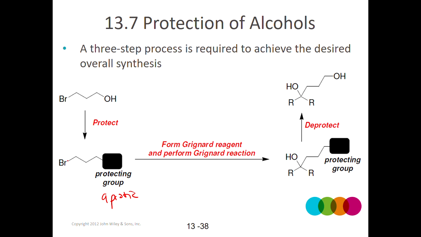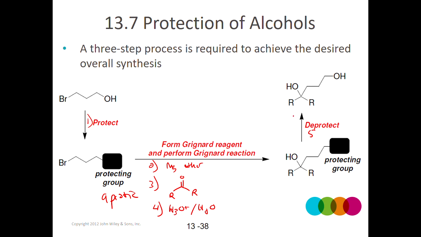Then I add magnesium to make the Grignard. Then I add the carbonyl. So this would be step 1, protect. Step 2, add the magnesium in this ether solvent to convert that into the Grignard. Step 3, add the carbonyl that the Grignard is going to then react with. Step 4, I'd add H3O plus and water to provide that proton. And then step 5 would be deprotect.